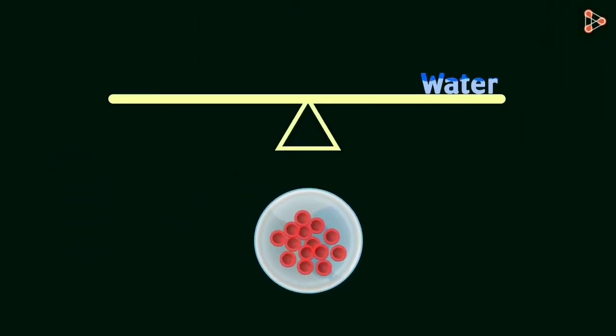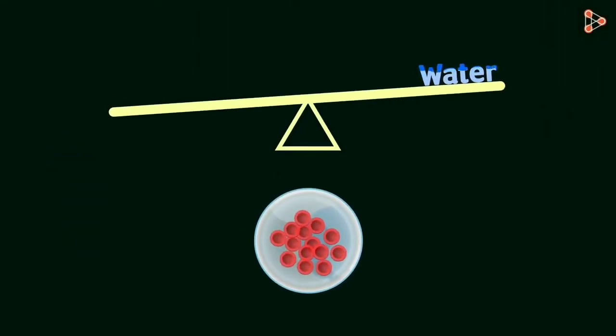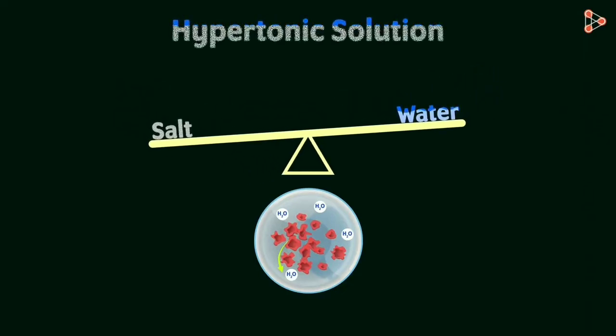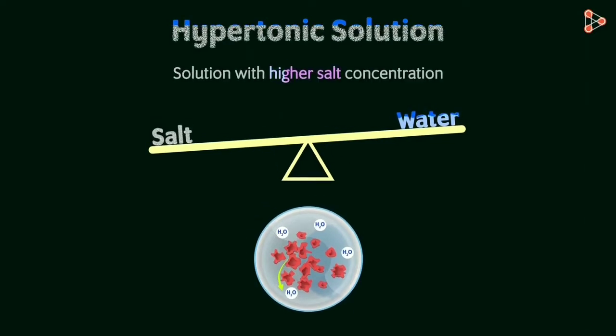In the first case, the water content in the surrounding medium is less as compared to the cell placed in it. In other words, the salt content is more in the solution and hence it is called a concentrated solution. If the medium has a lower concentration of water, the cell loses water by osmosis and shrinks. Such a solution is known as a hypertonic solution, that is, the solution with higher salt concentration.